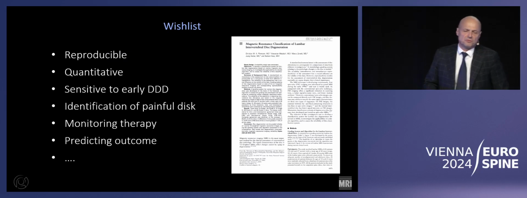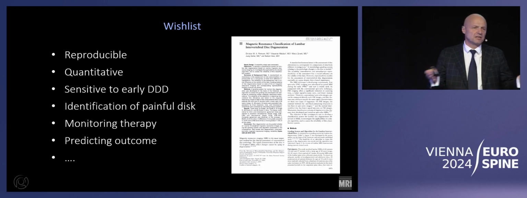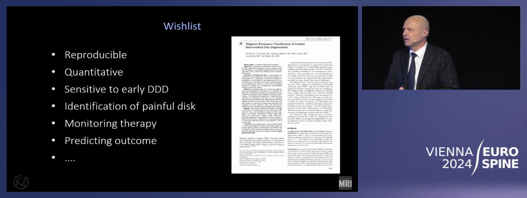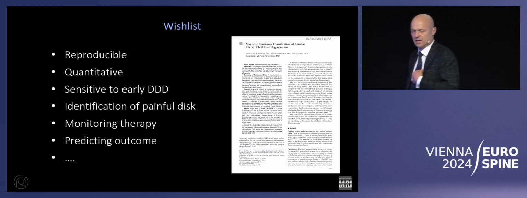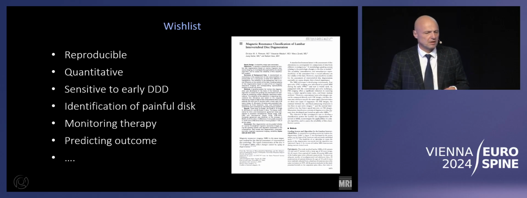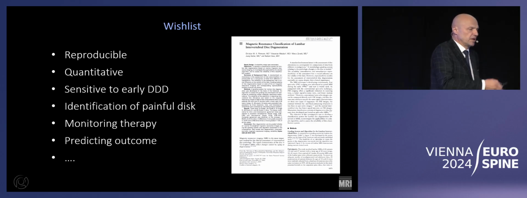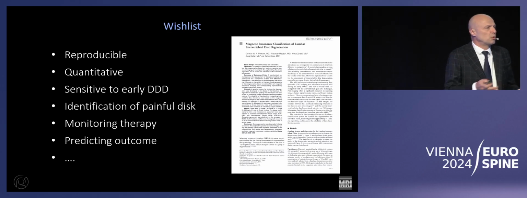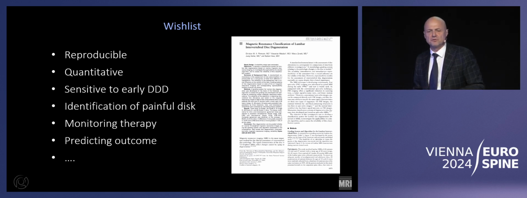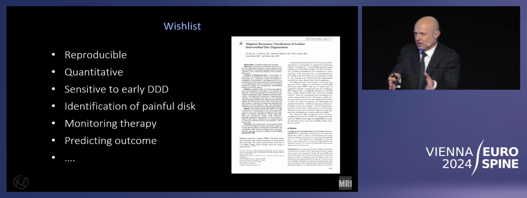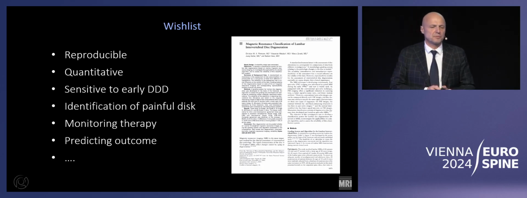This is a wish list for a grading system. It's clearly not complete. The grading that we use for disc degeneration should be reproducible. We will look into that a little bit, how our grading performs. It should be quantitative, and the Pfirrmann grading is clearly not a quantitative measurement, it's an ordinal one. It should be sensitive to early DDD. At least we included the very early stage, the adolescent disc.